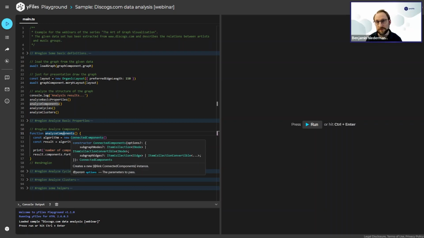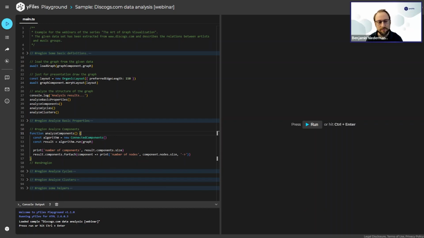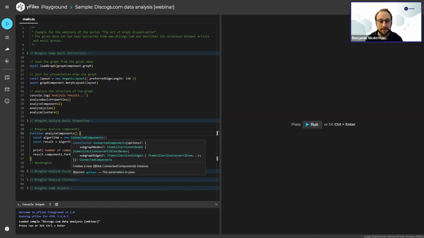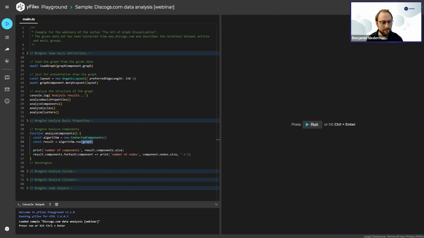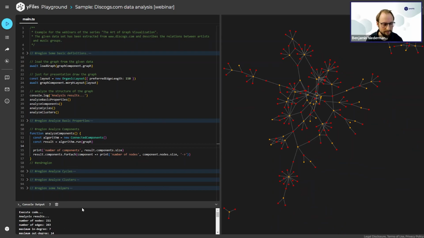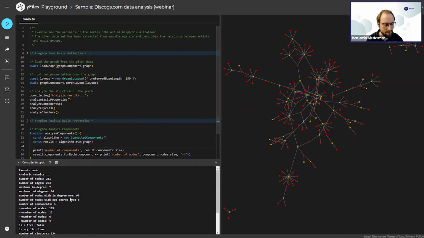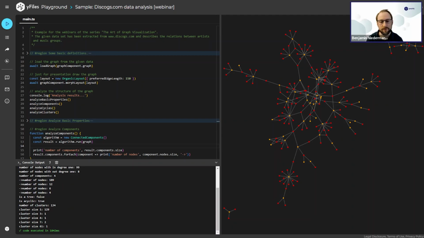For this purpose, for example, yFiles, one of the main products of yWorks, offers simple algorithms that you can simply use with two or three lines of code. Here, for example, we just use the graph and run the connected components algorithm, and then we get some results on how many components we have. If we run this, we again get the visualization. We find out that we have a number of components of 4. If we look at the visualization, we have these 4 components.